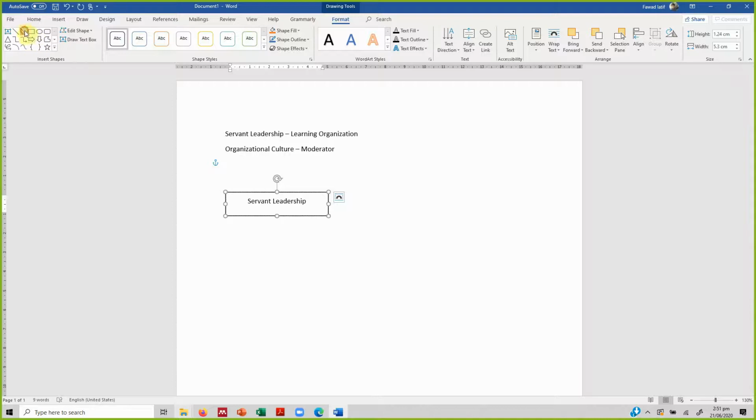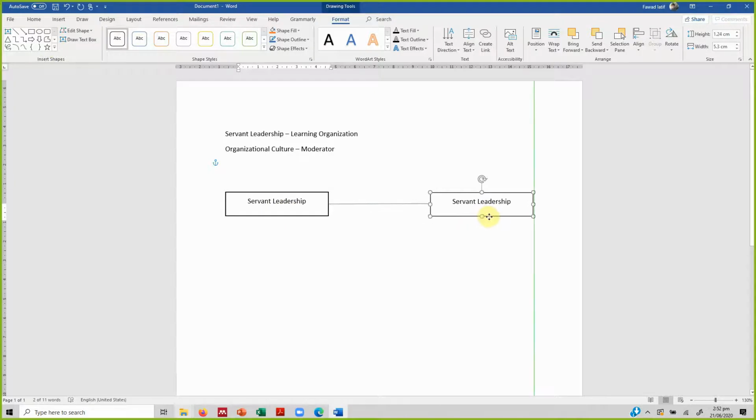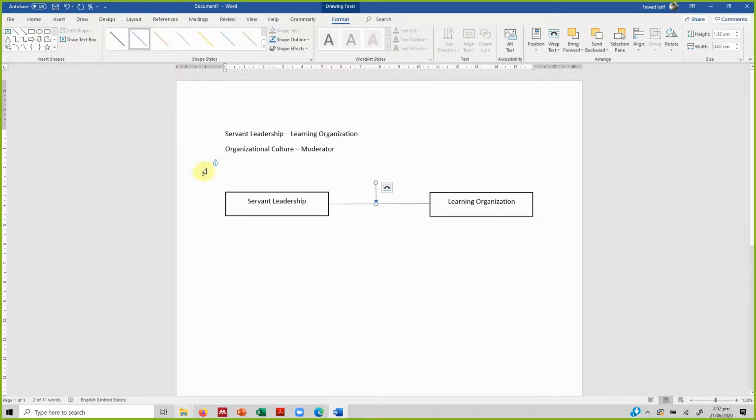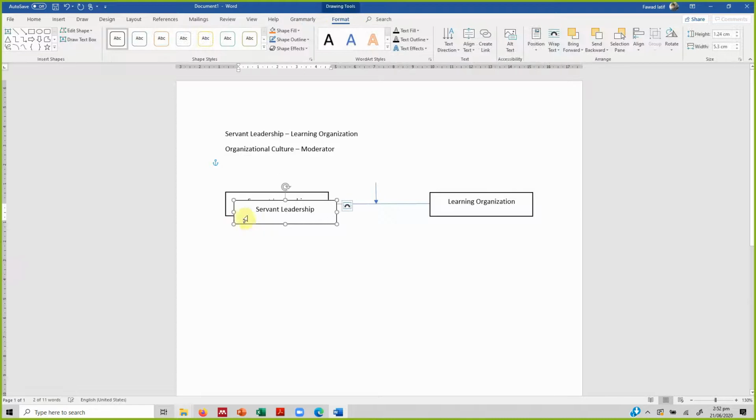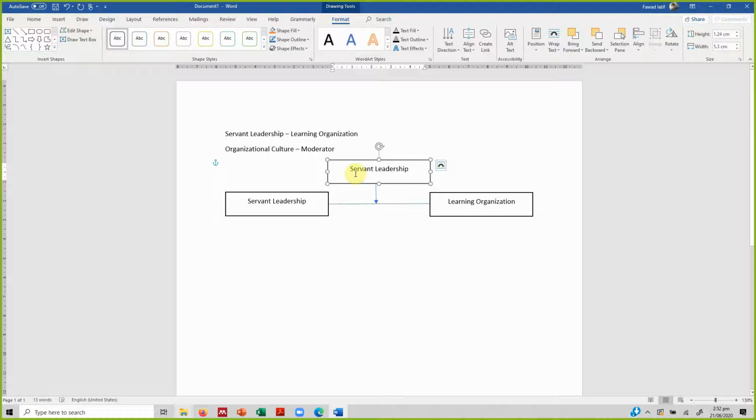Servant leadership, and this influences learning organization. And we can take a moderator, organizational culture.